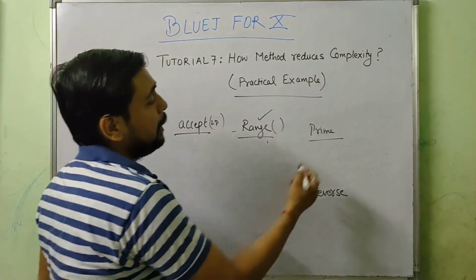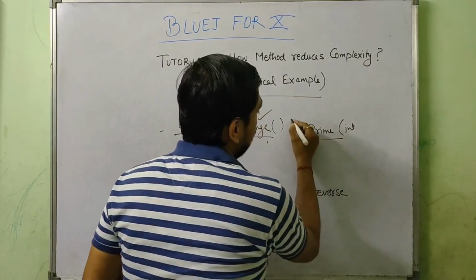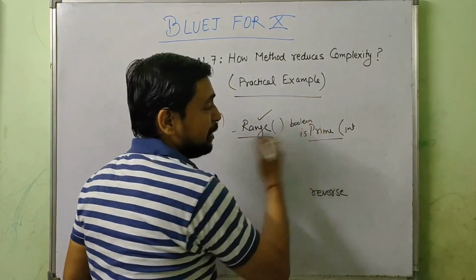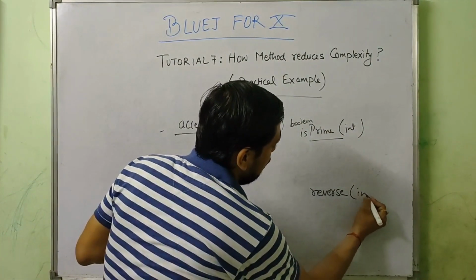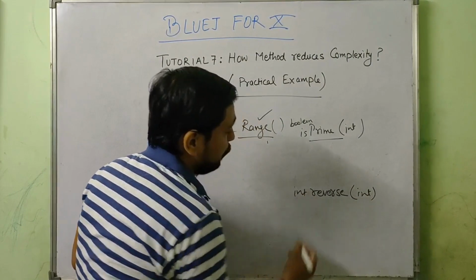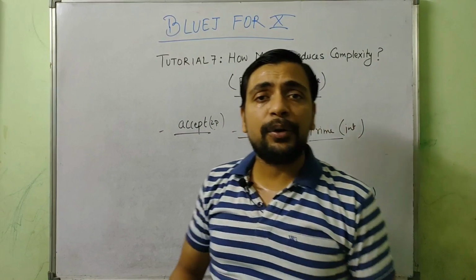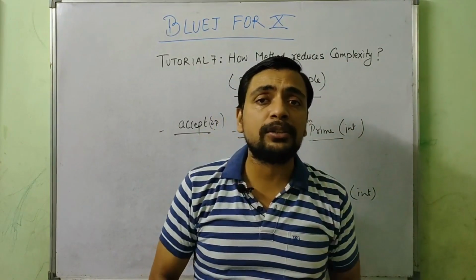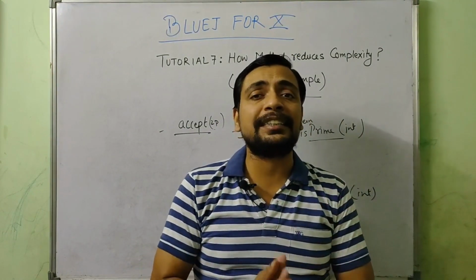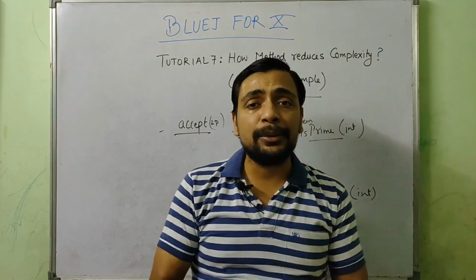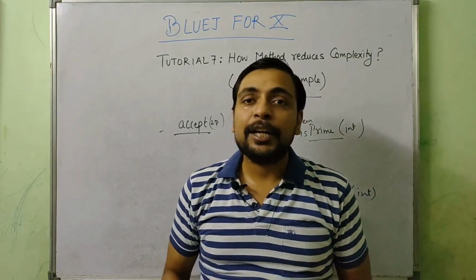Here also no return type. The prime method will be isPrime. It will accept a number and return boolean. If the number is prime, it will return true. If the number is not prime, it will return false. And reverse will accept the number and return its reverse, as in the previous program. The same program which we did in class 9th, we are going to attempt today also, but this time with the help of methods, and you will understand how a method reduces complexity. So without wasting any time, let's proceed to the laptop.